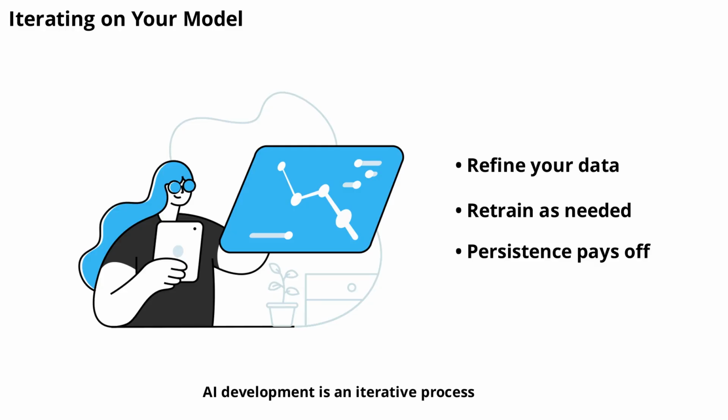AI development is an iterative process. Use the feedback and test results to refine your data, retrain your model, and improve its accuracy. Each iteration brings you closer to a robust and reliable AI solution. Don't be discouraged by setbacks. Every improvement is a step forward. Persistence and a willingness to learn are key to success in AI.